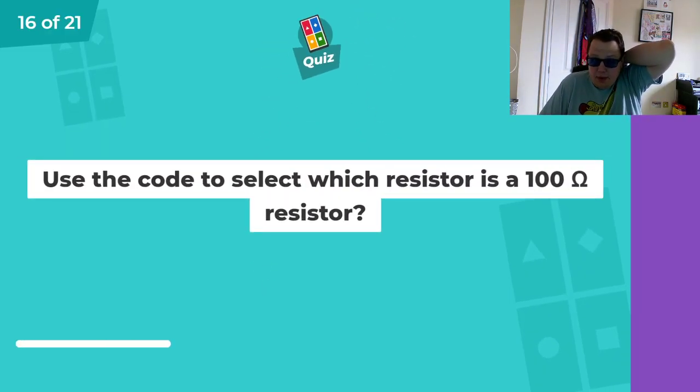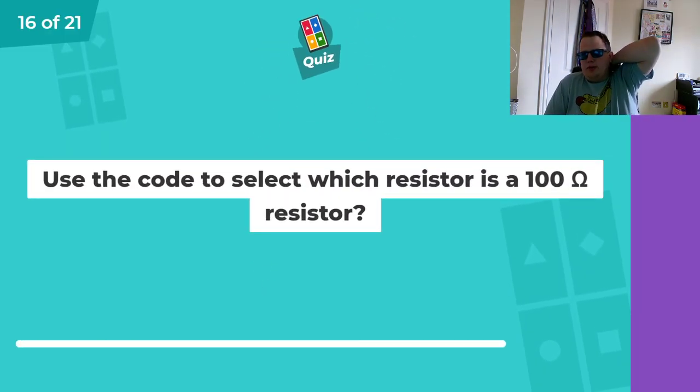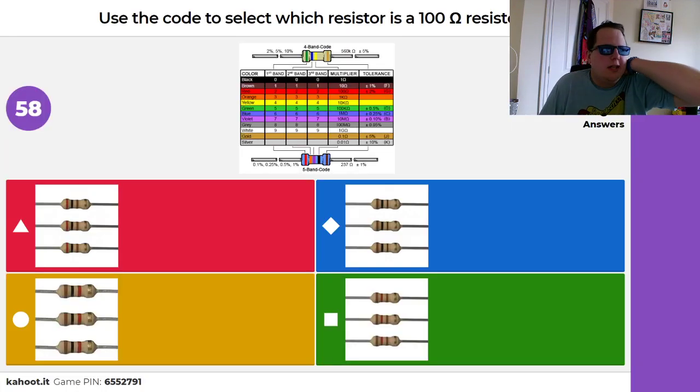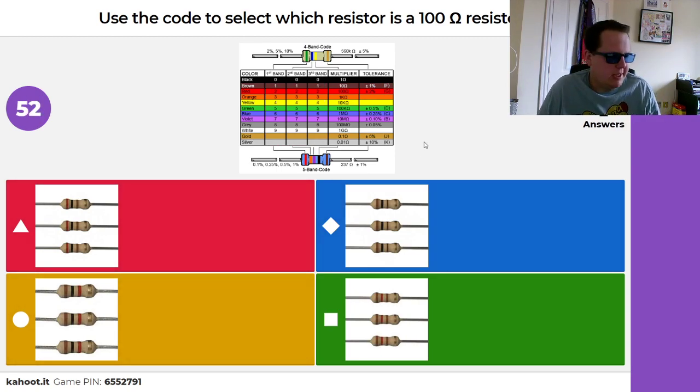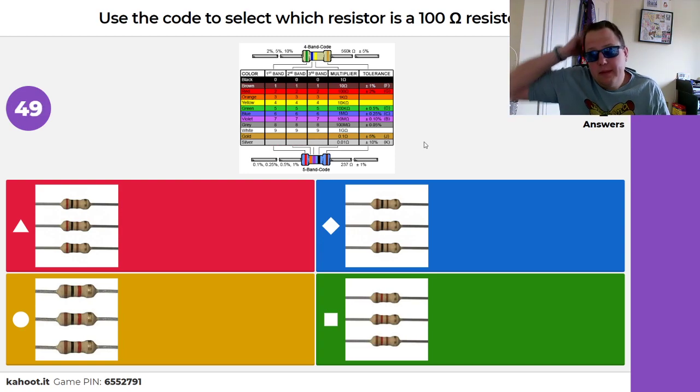So use the code to select which resistor is a 100 ohm resistor. So each of these pictures, one of these is a 100 ohm resistor. So using this code, select which of these resistors is a 100 ohm resistor.